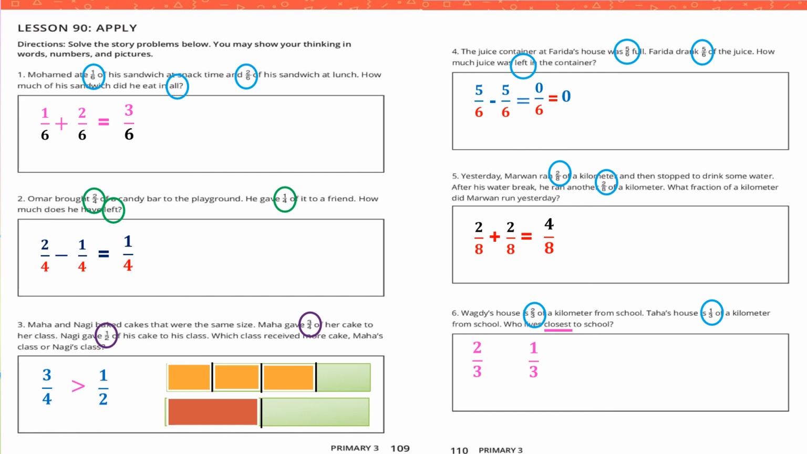We have the same denominators, so it's a normal fraction. Which is smaller here? 1 or 2? 1 is smaller than 2. So 1/3 is smaller than 2/3. So Taha lives closest to school.